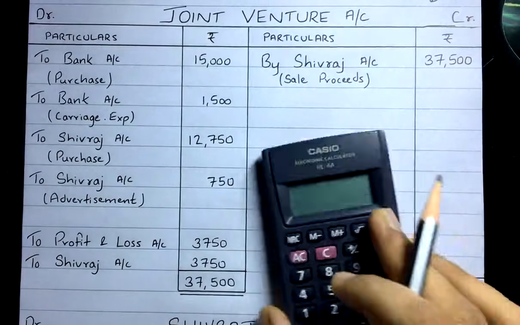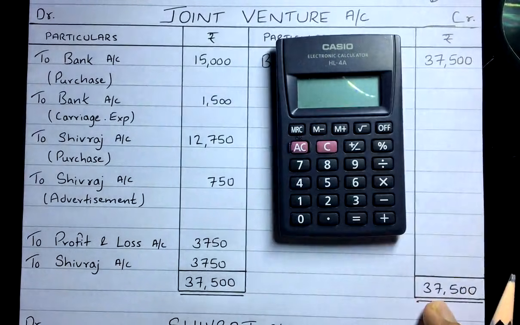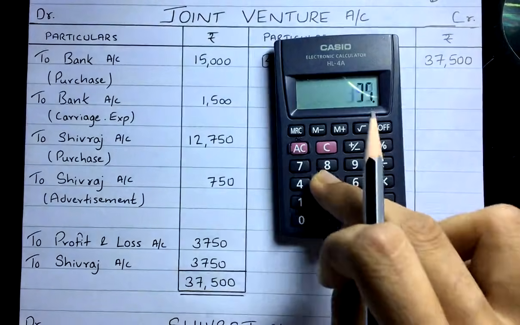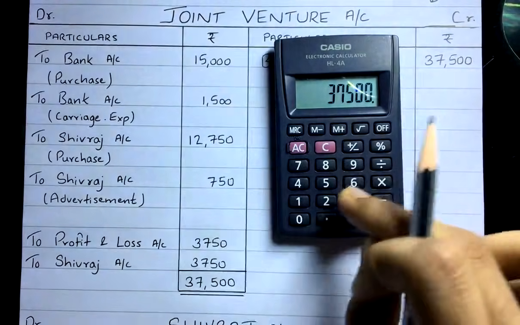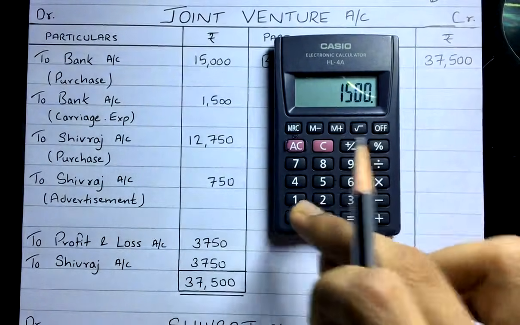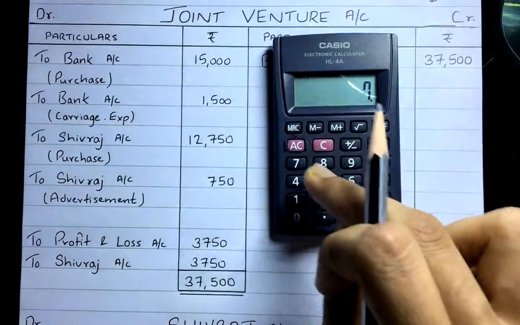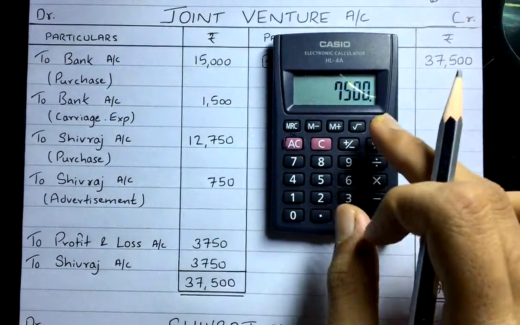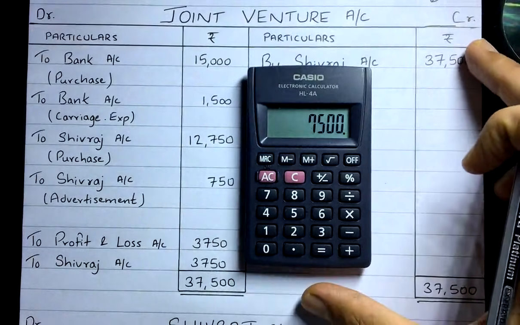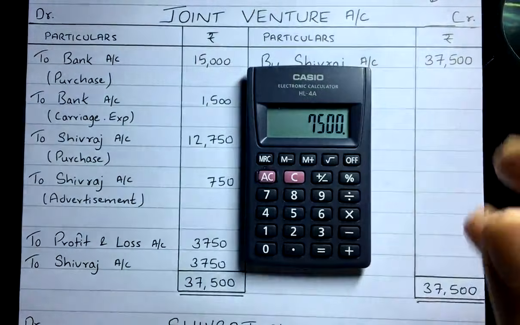So find out the profit. Now how to find out the profit? See, take this bigger amount and balance this account: 37,500, write it on both the sides and then subtract. 37,500 minus 15,000, then subtract 1,500, then subtract 12,750, and then subtract this also 750, then you will get 7,500 as the profit. See, the credit side is higher, the revenue is more, the income is more, and the expense is less.